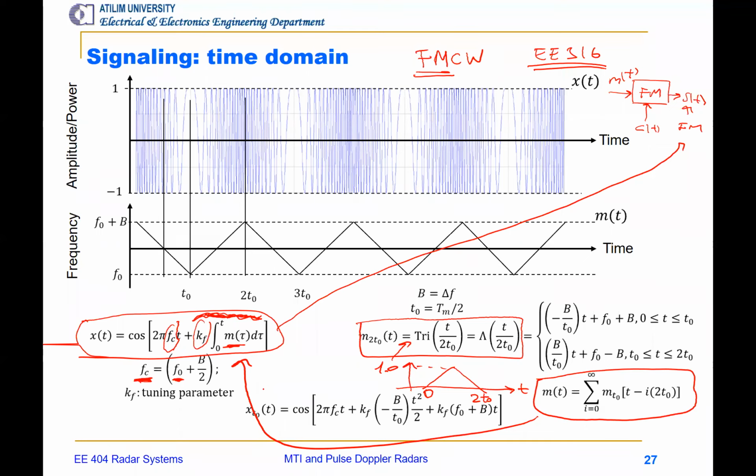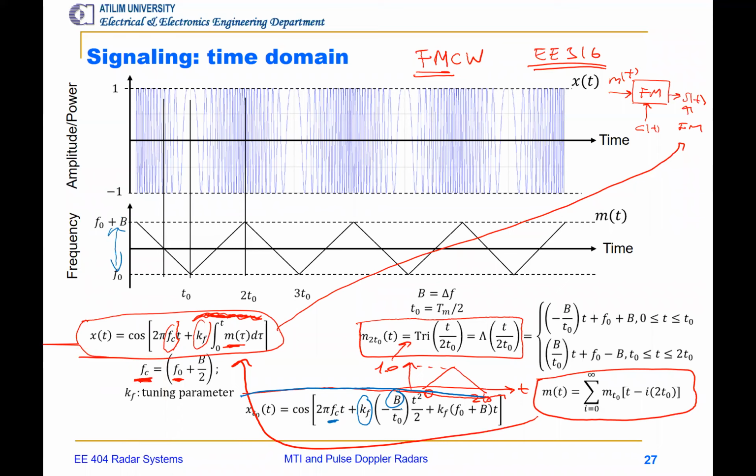For a single triangle, just taking one triangle only, the signal becomes like this. Here we have f_c, the carrier frequency, plus a constant. We can tune this. Here is the bandwidth.